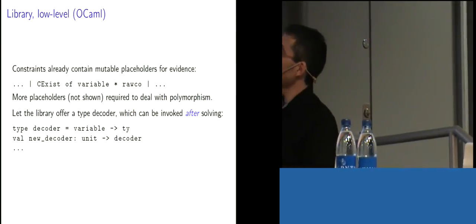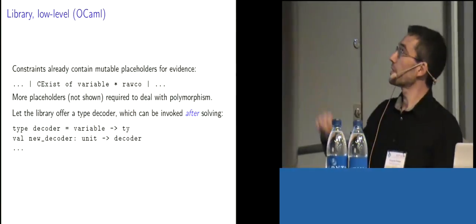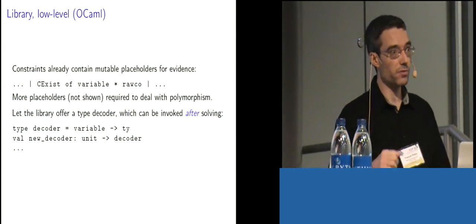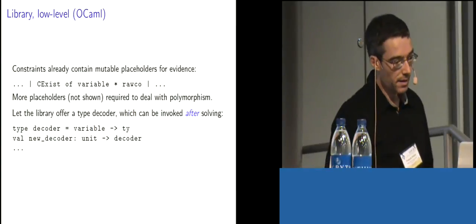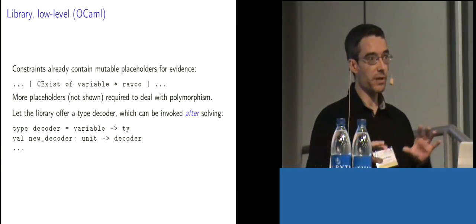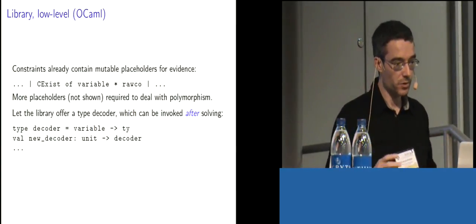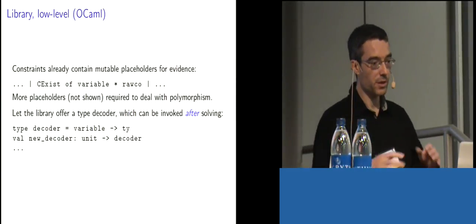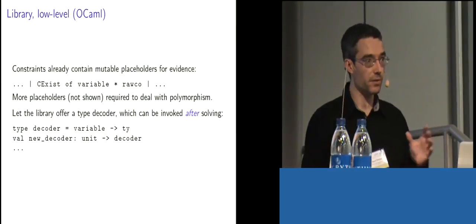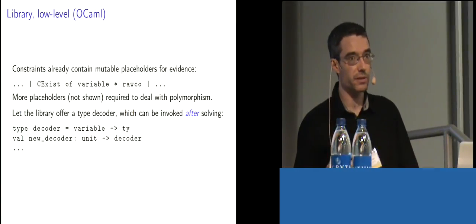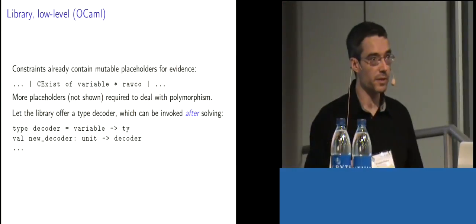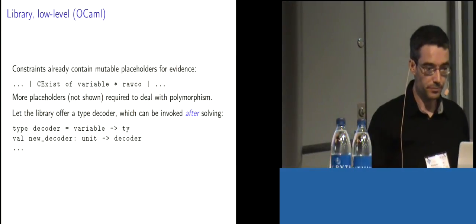So the library has to offer a decoder, what I'm calling a decoder. It's just a function which must be called after the solver has run. That's a key point. It's going to inspect the unifier's mutable state and turn my variable, which is just a pointer into that state, into an actual type in a format that the user of the library can easily understand. So you can think of TY as a System F type that's been completely decoded.